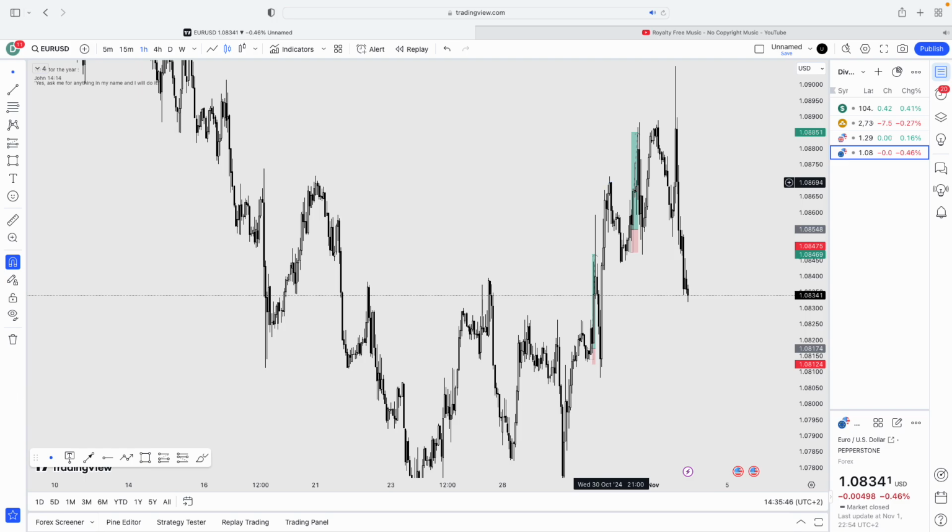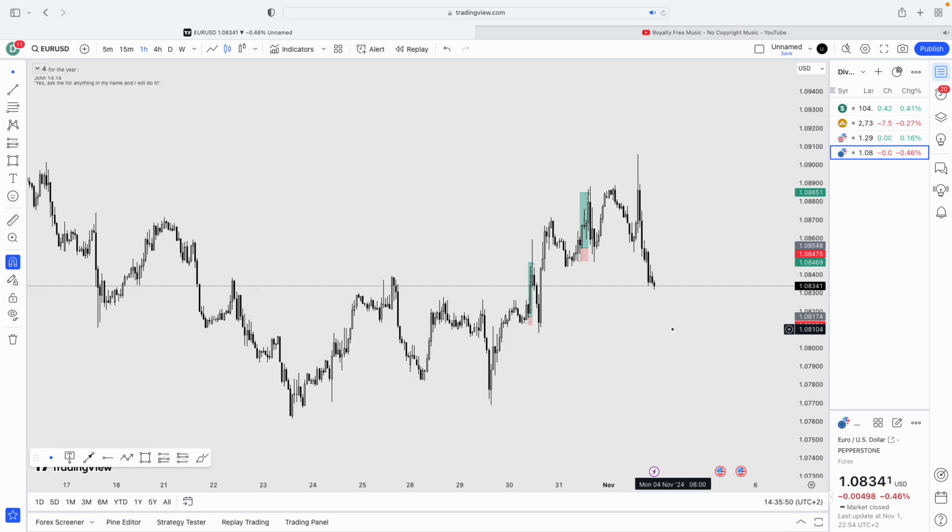So yes, price action was a bit choppy early on in the week, but the last few days played out quite nicely, and we capitalized on it.